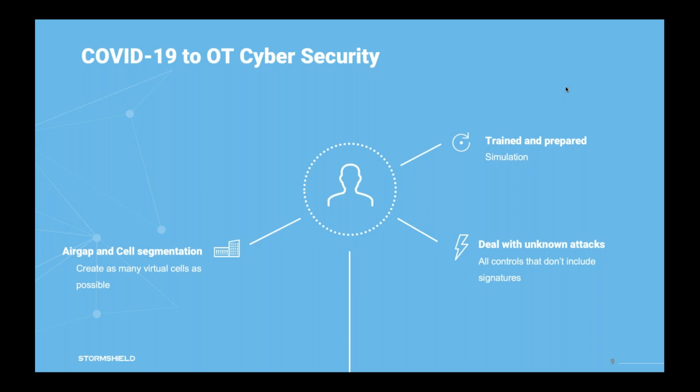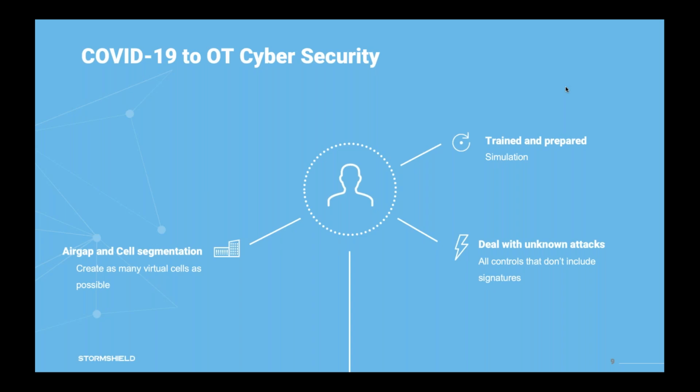And in short words, I would say it's all the controls that don't include signatures. So if the controls you are relying on won't work without signature updates, it means they cannot handle the unknown attacks. Because when an unknown attack comes, you don't have any knowledge of it before, so you don't have signatures, so it will not deal with it. Any other control that doesn't rely on signatures is a good control in this case.